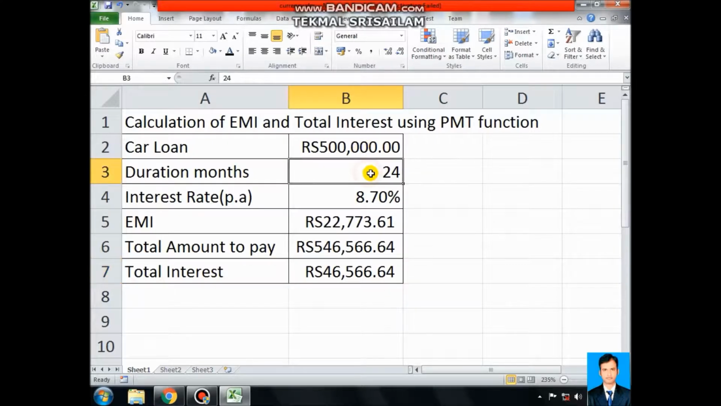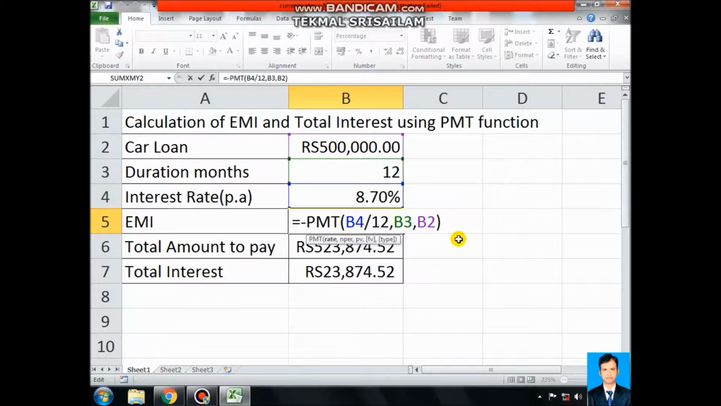Now if I increase the period to 36 months, the amount automatically changes. If I decrease it also, the amount changes. So this is what the PMT function is all about.